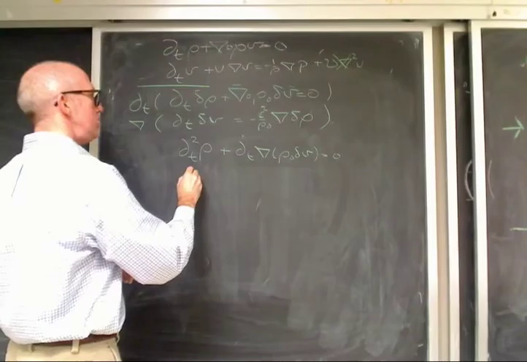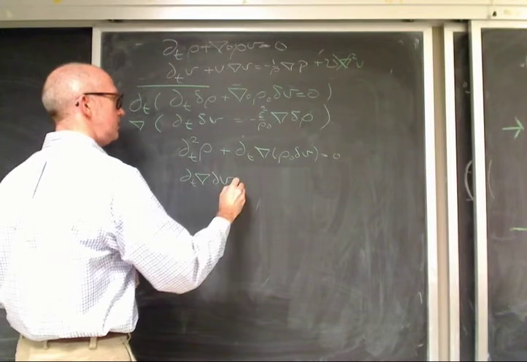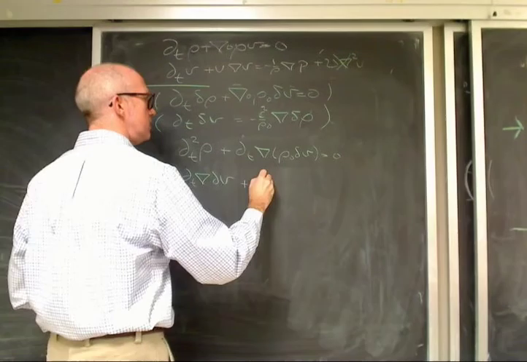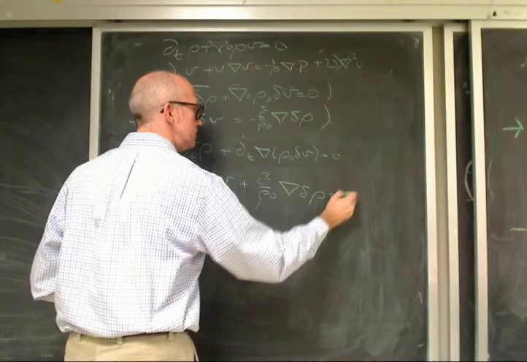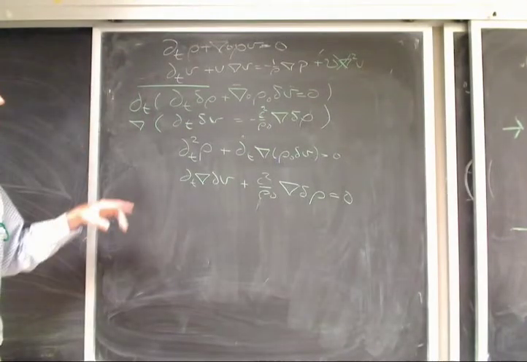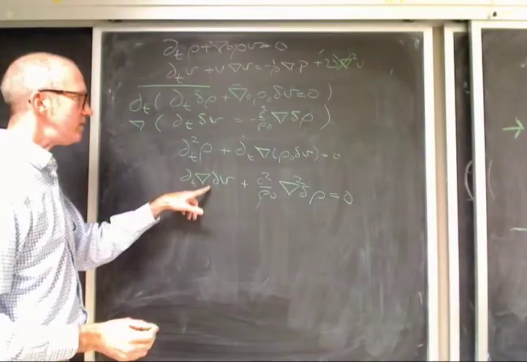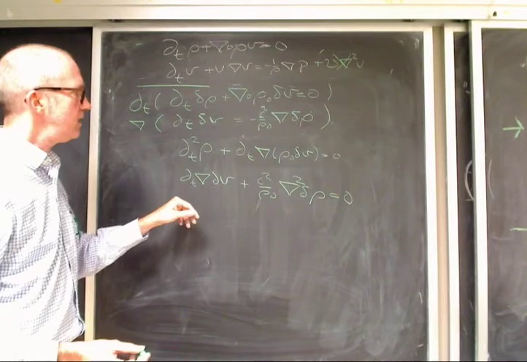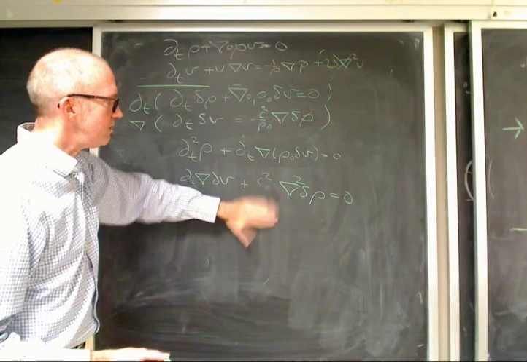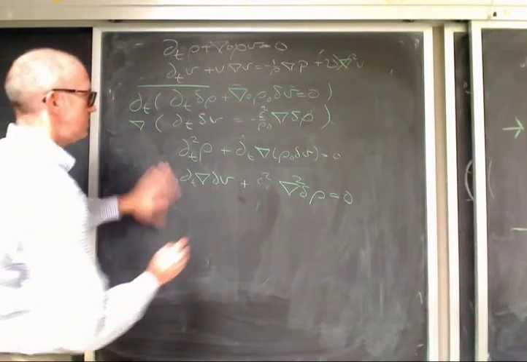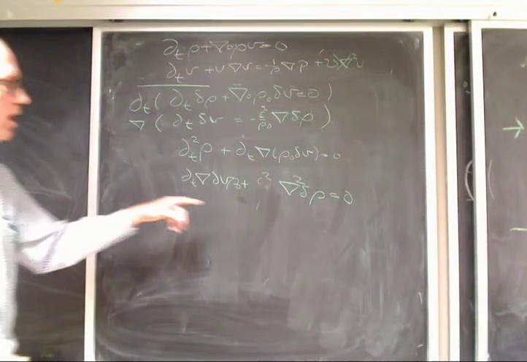And then this other equation becomes dt grad delta v, let's put this on the other side, plus c squared over rho naught grad delta rho equals 0. Oops, squared, because I took the grad of this one. Okay, I got a rho naught here and a dv. This dv is by itself. Everybody follow that? So I can multiply both sides by rho naught.